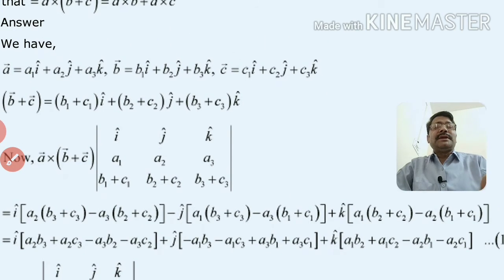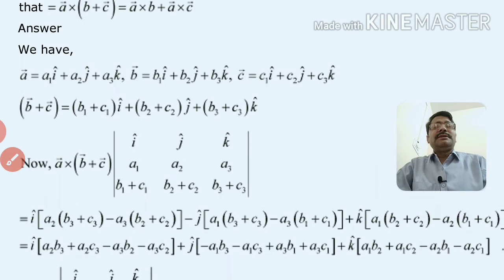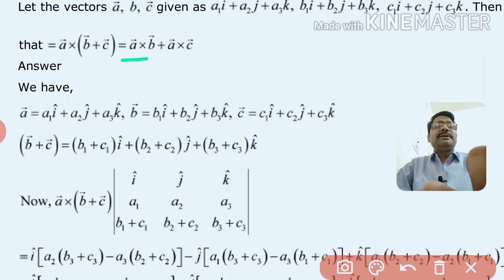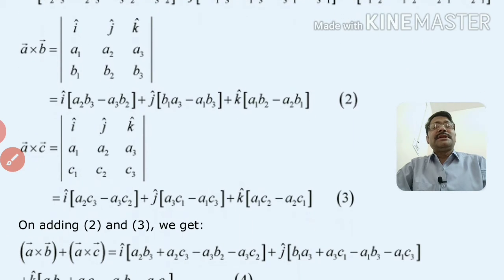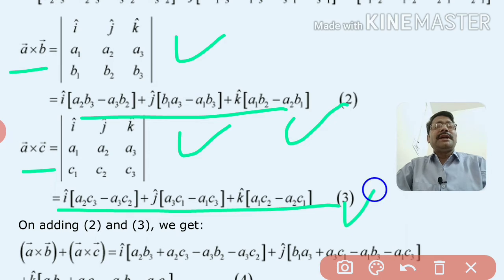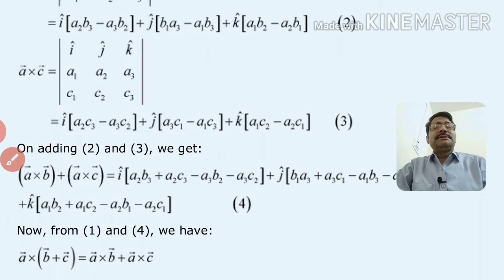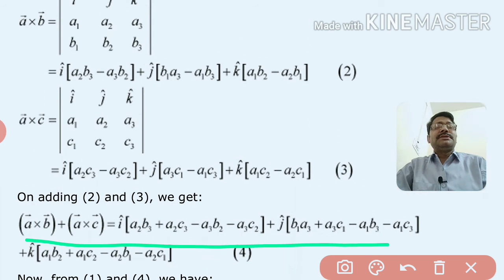and you will get this answer. Now in the question you can check what the right hand side is, a cross b plus a cross c. So first you find a cross b, then you find a cross c and you add. First you find a cross b, that is i, j, k, a1, a2, a3, and you solve that. A cross c you solve and you add the two, you will get the right hand side, and you check with the left hand side, you will get the same.